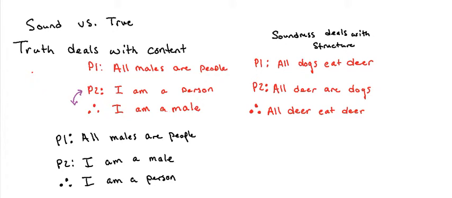So let's look at this syllogism we have here. Premise 1, all dogs eat deer. Well, we can look at that right there and say, well, that's a false premise. We know that all dogs don't eat deer. Premise 2, all deer are dogs. Once again, that's actually a breaking of the law of identity. Therefore, all deer eat deer. So this is a sound argument. However, none of the premises are true. So the conclusion is followed as false.